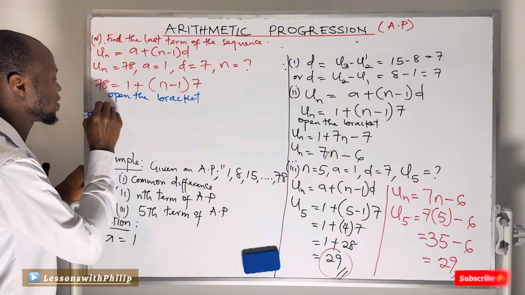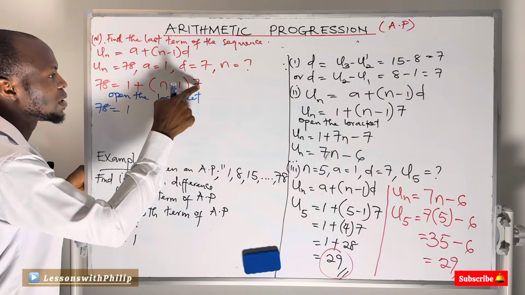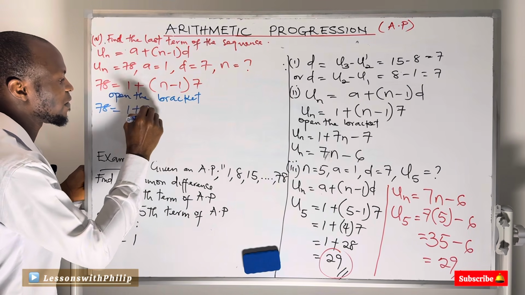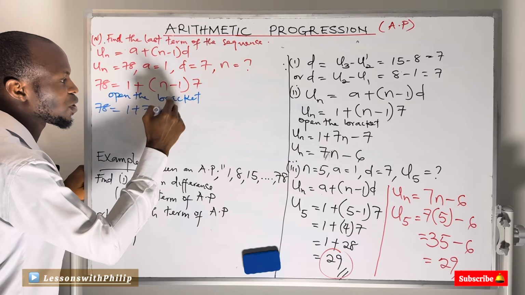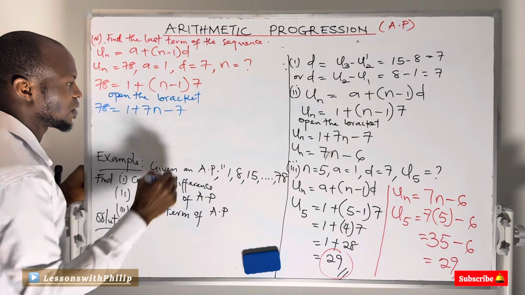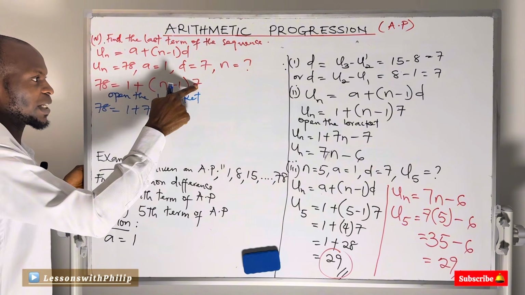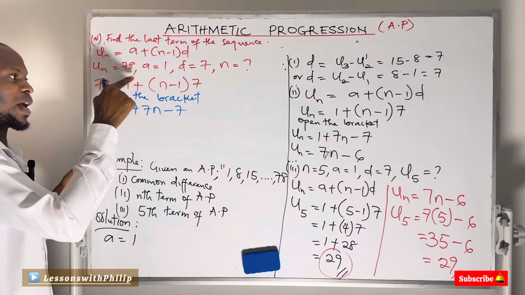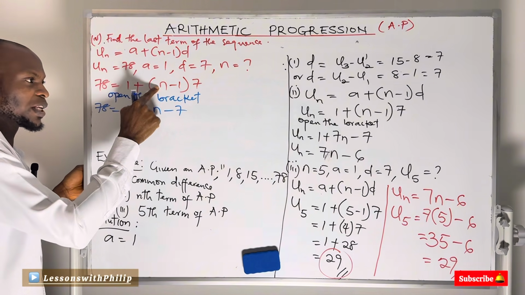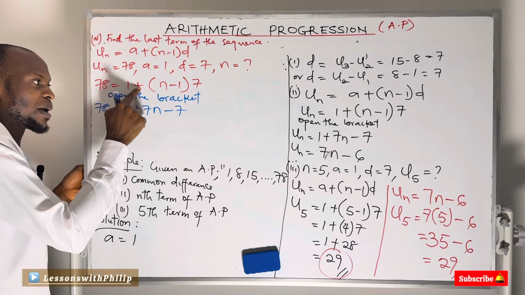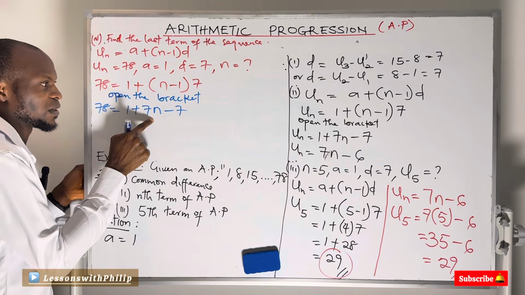If I open the bracket, I have my 78 equals to 1, 7 times n will give me plus 7n, 7 times minus 1 will give me minus 7. Take note of this sign. If you multiply 7 times n, you still need to multiply by plus. 7 times n is 7n. Multiplied by plus will give me plus 7.